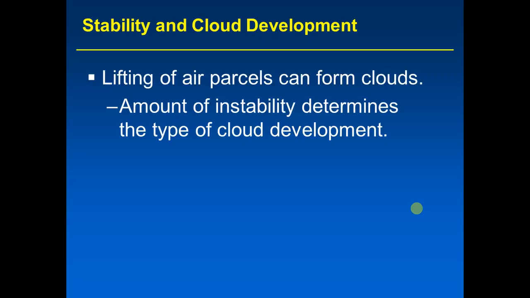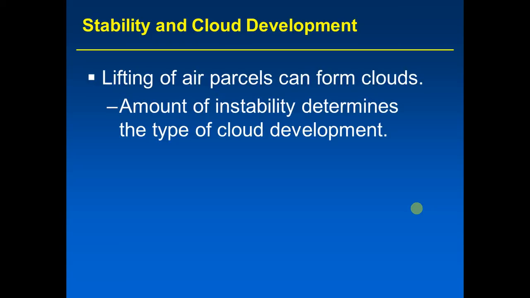Okay, so if there's an unstable layer of the atmosphere that's not that deep, maybe only a few thousand feet deep, maybe you only get some cumulus clouds. But if there's a really unstable layer, tens of thousands of feet deep, maybe you can form a nice cumulus congestus or even a cumulonimbus cloud. Lifting of air parcels results in cooling, condensation, and cloud development. Again, stability can affect air pollution, okay? As you saw.